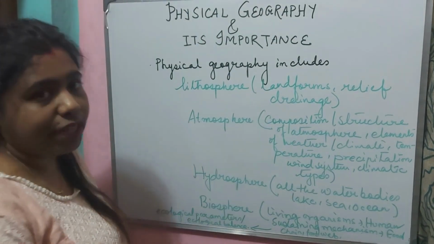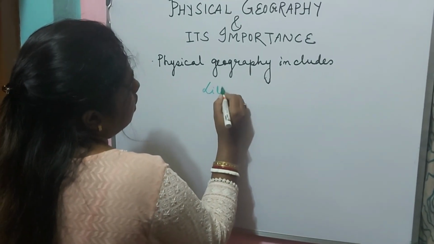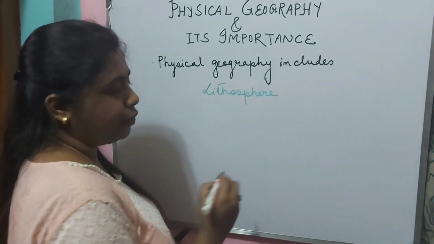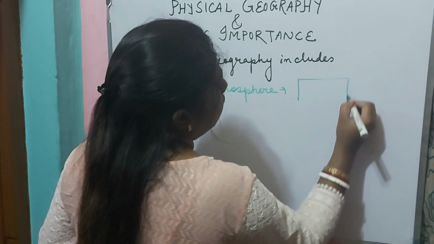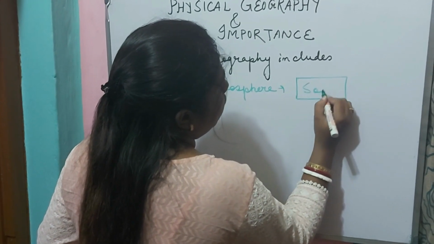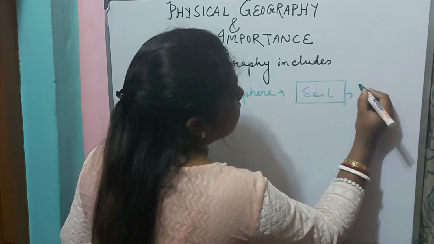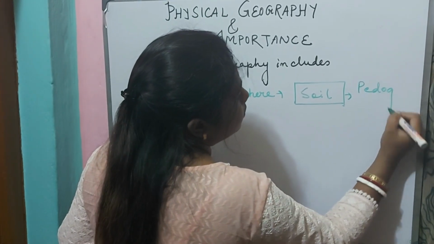Now let us move ahead with lithosphere. Lithosphere is the solid crust of the earth which is covered by soil. The process by which soil is formed, that means the process of soil formation, is known as pedogenesis.